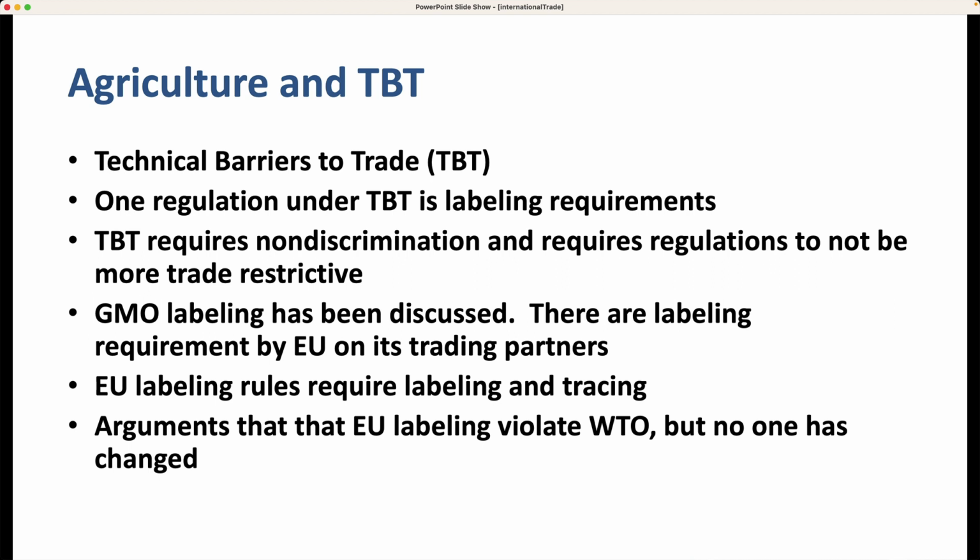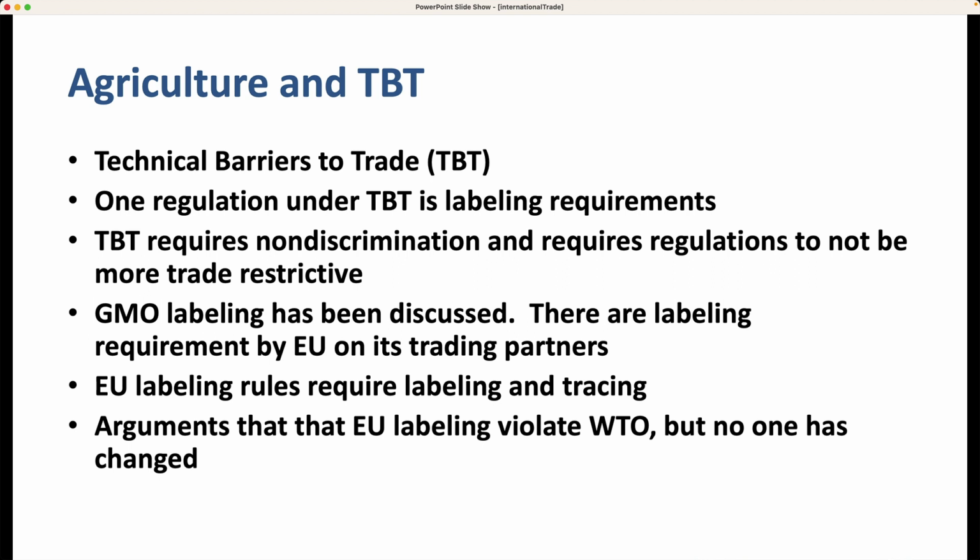GMO labeling has been discussed, and here the U.S. and Brazil make wide use of GMOs. Europe, in particular, doesn't care for GMOs. The EU has labeling requirements, and then we have arguments about whether those are WTO compliant or not.